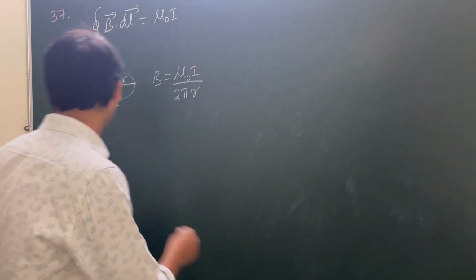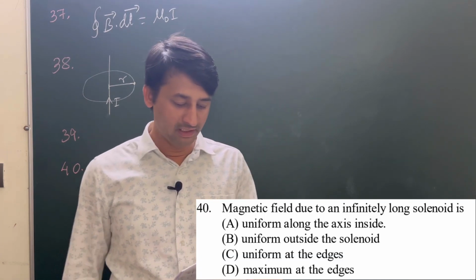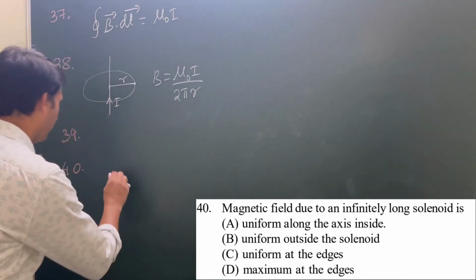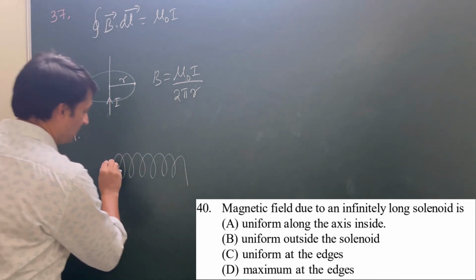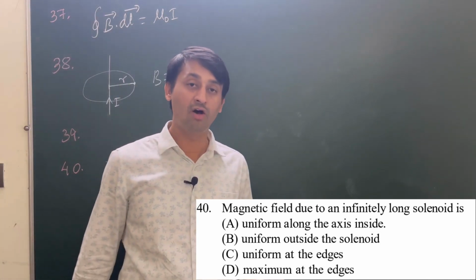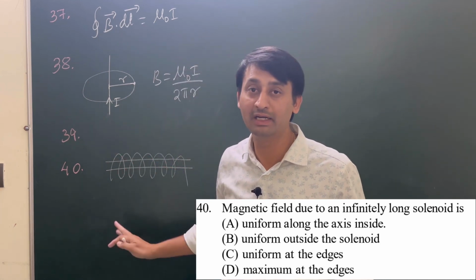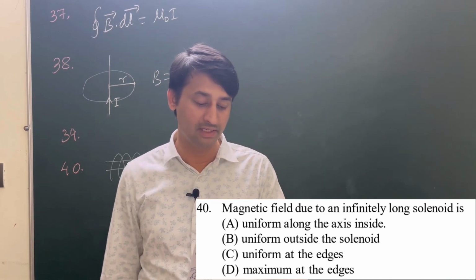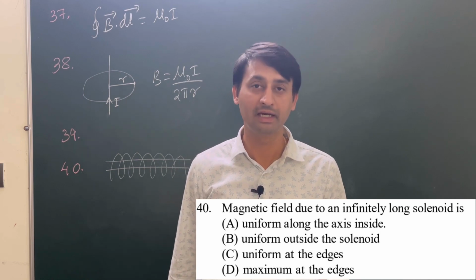Next, question number 40. Magnetic field due to an infinitely long solenoid is. Now if I take an infinitely long solenoid, inside the solenoid the magnetic field is uniform and it is along the axis. Outside the solenoid the magnetic field is very weak and it is divergent. Inside the solenoid the magnetic field is uniform and it is along the axis. Option A is the correct answer.